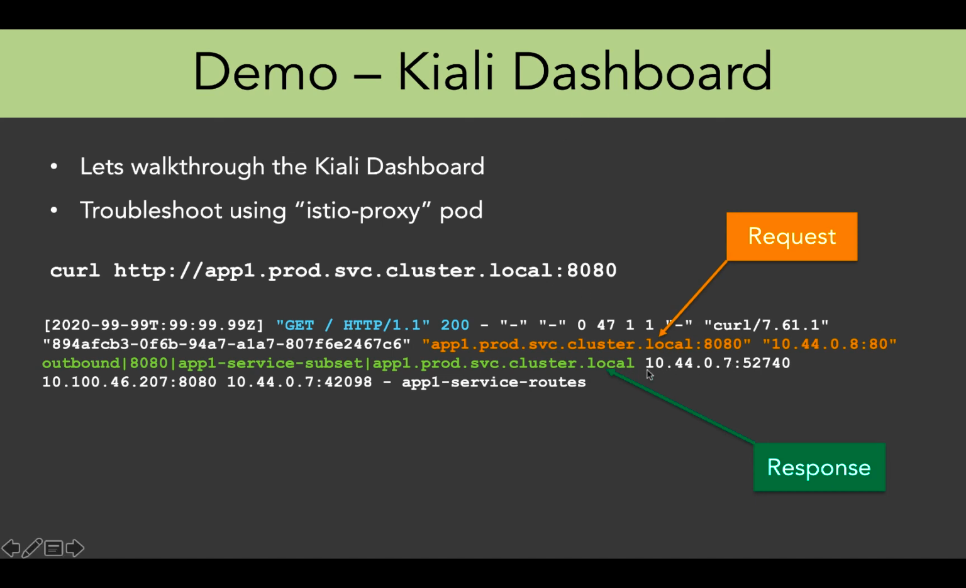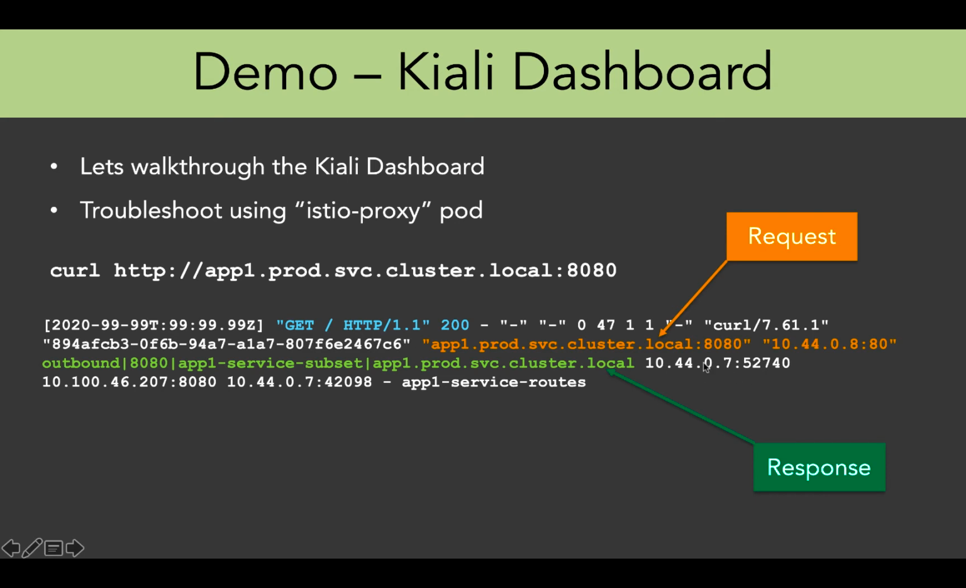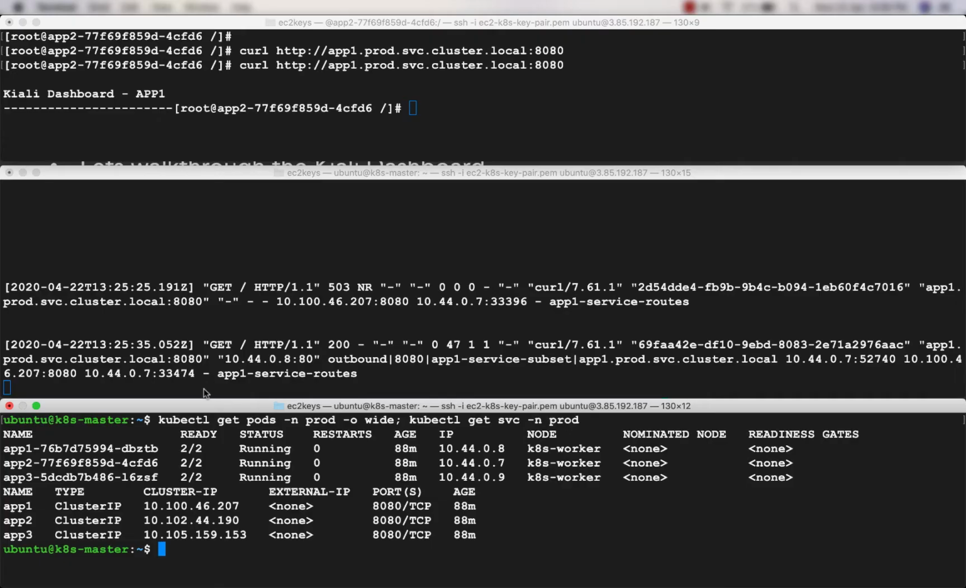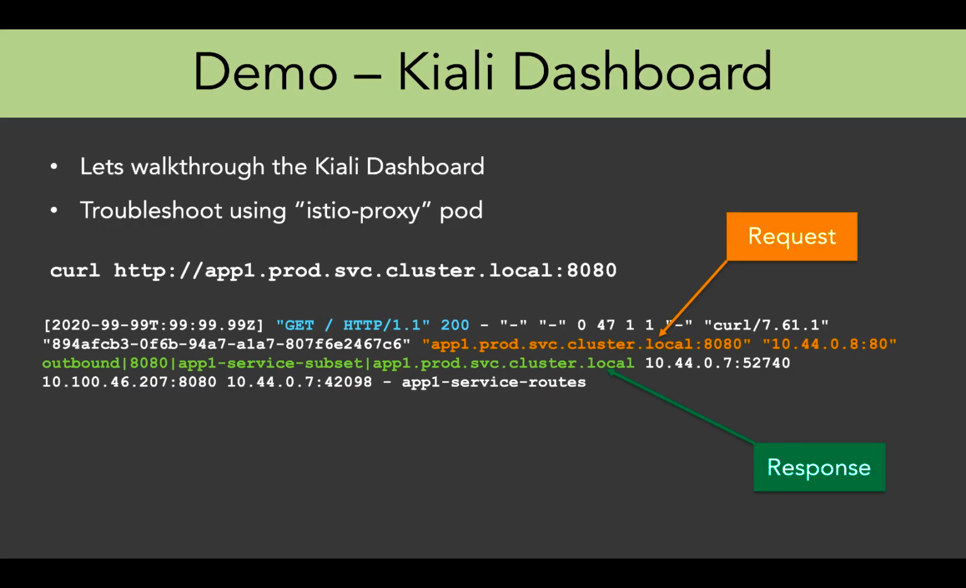Now this 10.44.0.7 is the IP address of app2 pod, as you can see here. So we're getting the response back in this pod, and this is the service IP and service port of app1, 10.146.207. So 10.146.207 is the service IP of app1, and it is of course running on port number 8080. And that's what it is showing.